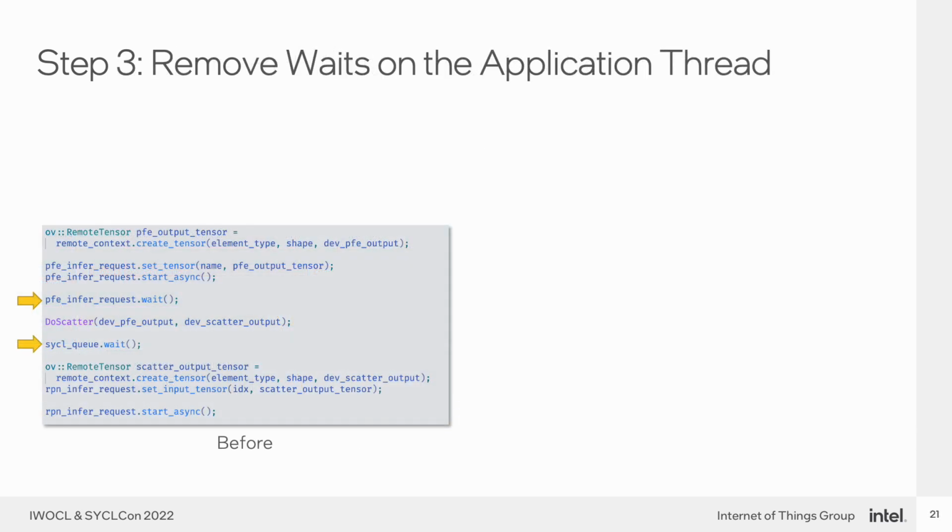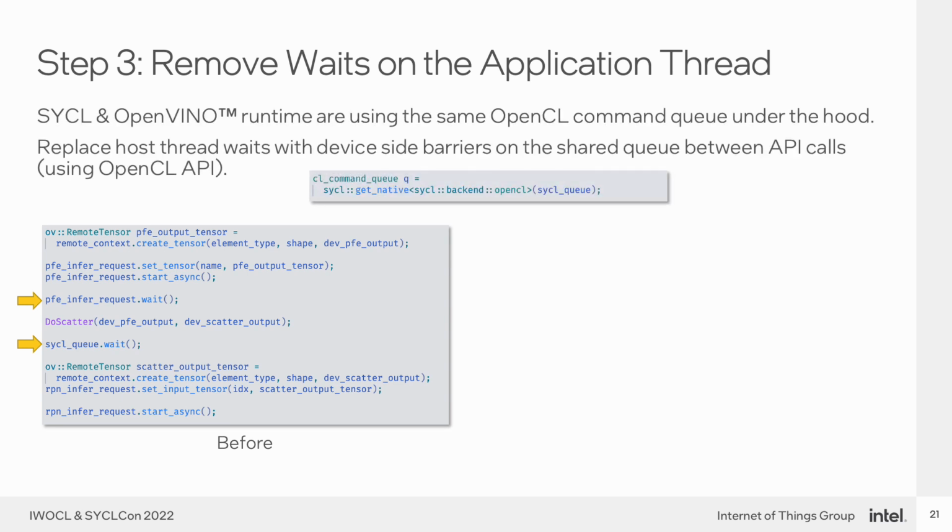Those wait calls are highlighted here in the code on the left. The first wait call is actually an OpenVINO API on the inference request object. The second wait call is a SYCL API on the SYCL queue after the scatter phase. Now remember that the SYCL and OpenVINO runtimes have the same OpenCL command queue in the backend. That means that we can schedule a device-side barrier on that queue by using the OpenCL method for enqueuing barriers on a command queue.